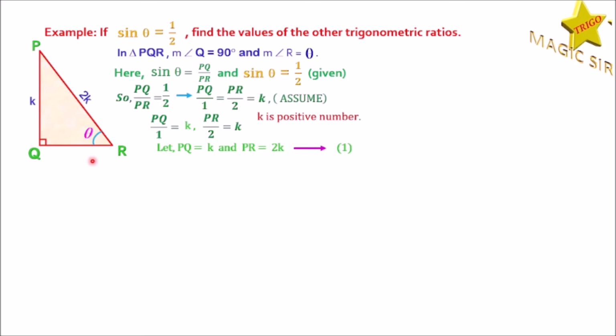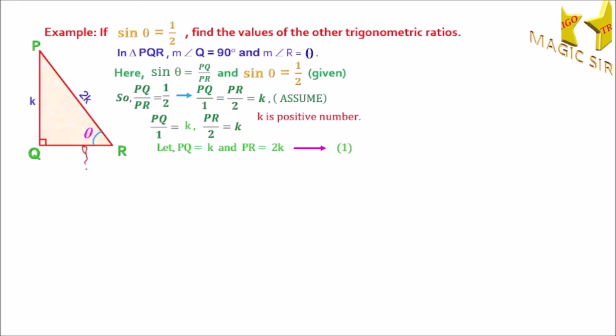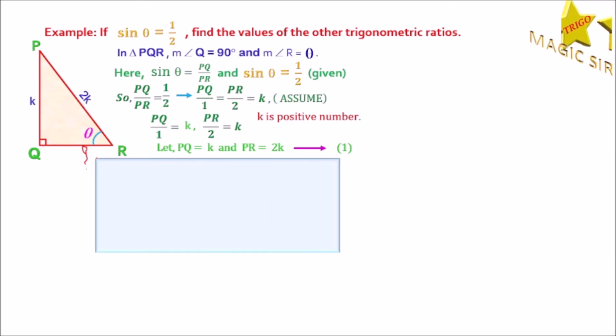Now we need to find the length of the third side of the triangle PQR. That is, we have to find the length of QR. We will use the Pythagorean theorem to find QR.